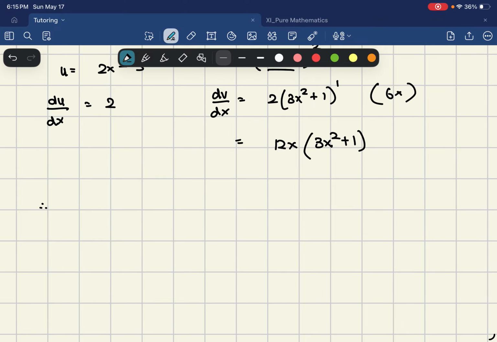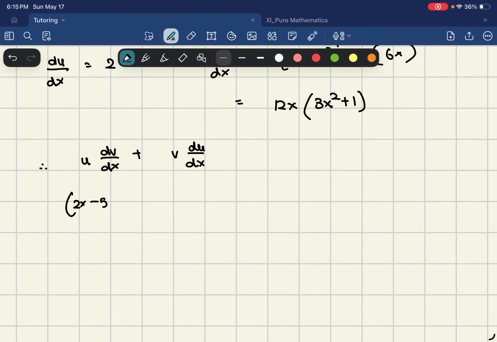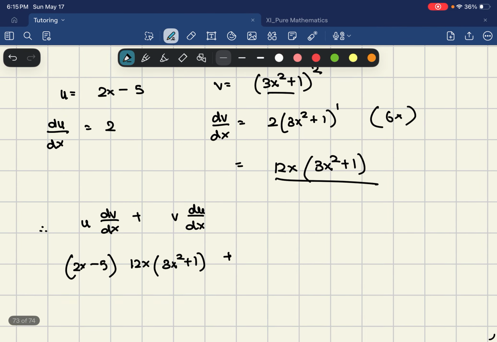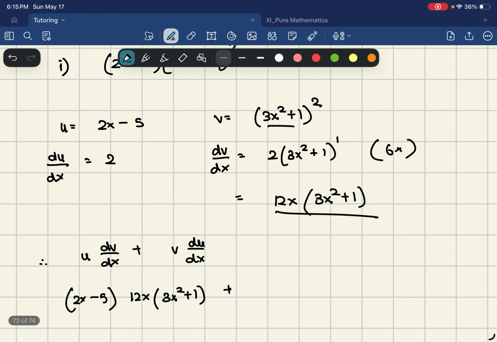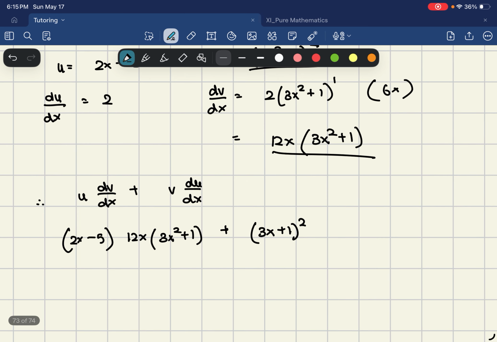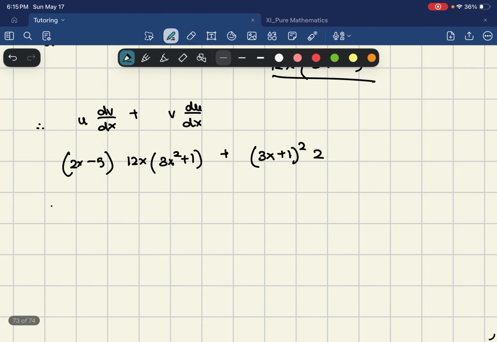So now, finally, your answer is going to be u dv by dx plus v du by dx. So u is 2x minus 5. dv by dx is this expression, so it's 12x(3x squared plus 1), plus v is this expression, which is (3x squared plus 1) squared. And du by dx is just 2. Alright, so you have 12x(2x minus 5)(3x squared plus 1) plus 2(3x squared plus 1) squared.